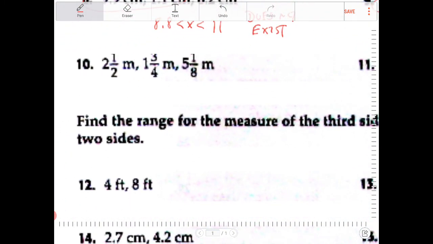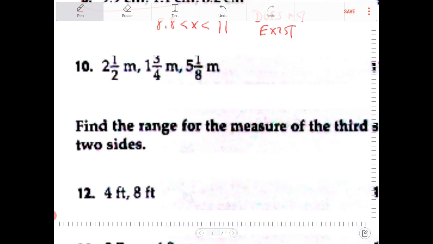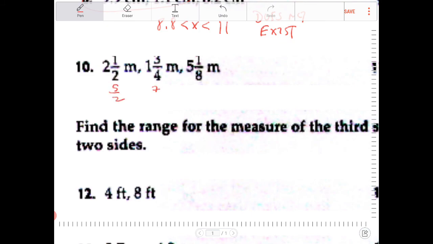So in order for me to compare this properly, I will need to create common denominators. So I'm going to rewrite this as not a mixed number, but as an improper fraction. So this is the same thing as 5 halves. This is the same thing as 7 fourths. And 5 halves rewritten with a denominator of 8 becomes 20 eighths. 7 fourths rewritten with a denominator of 8 becomes 14 eighths.